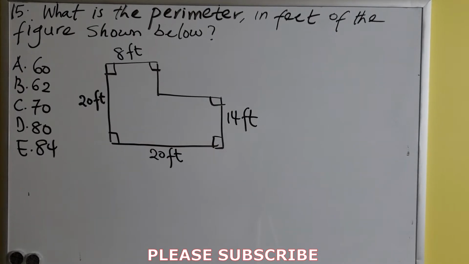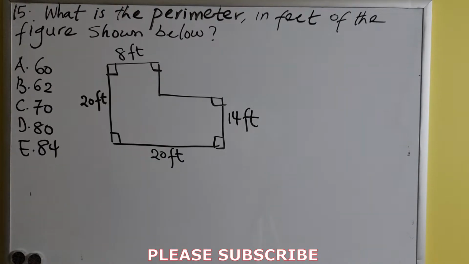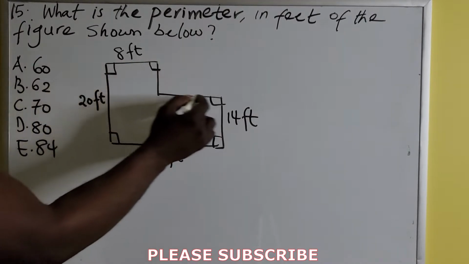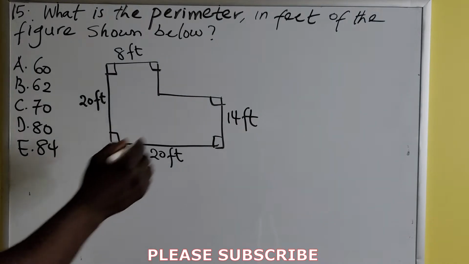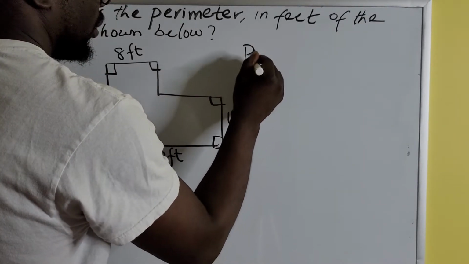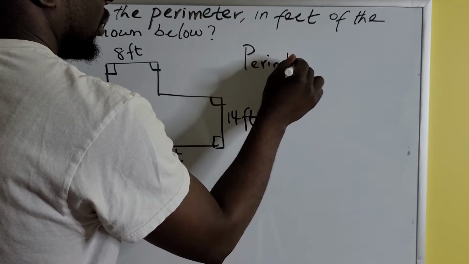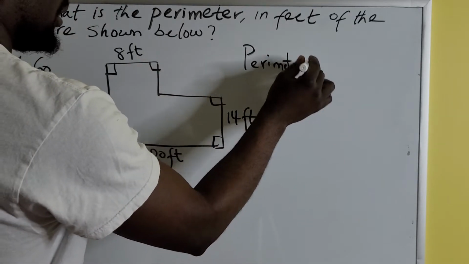In this question, it says, what is the perimeter in feet of the figure shown below? And you're given this figure. You have this figure here, 20, 8, 20, 14. What is perimeter? So once you understand what a perimeter is, that should give you an idea what you're trying to find.